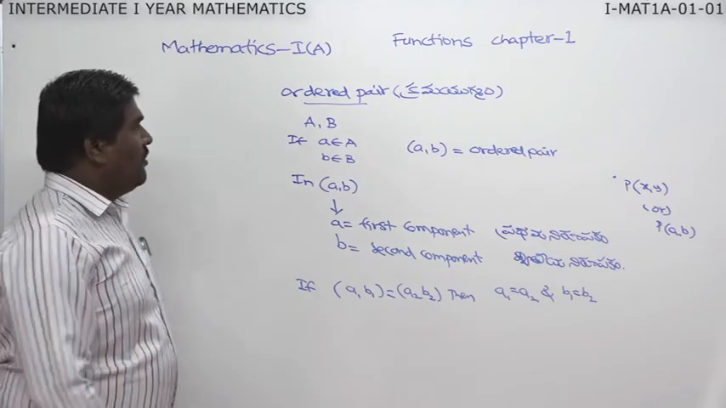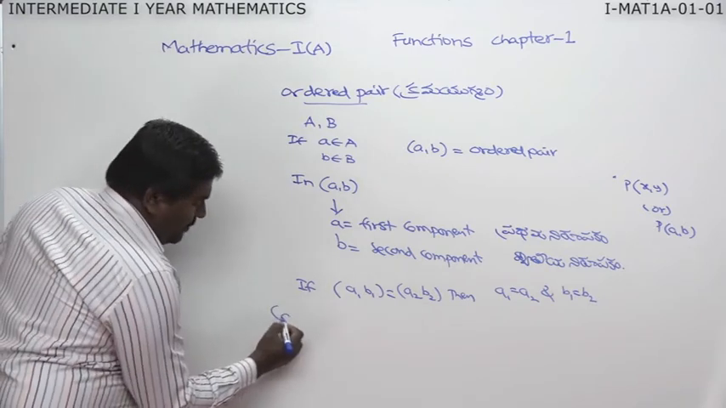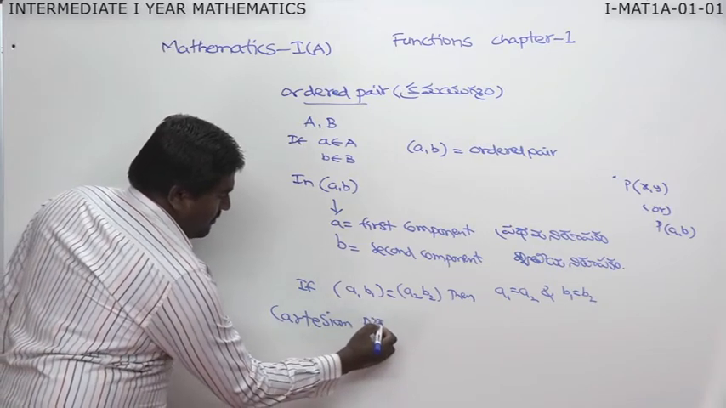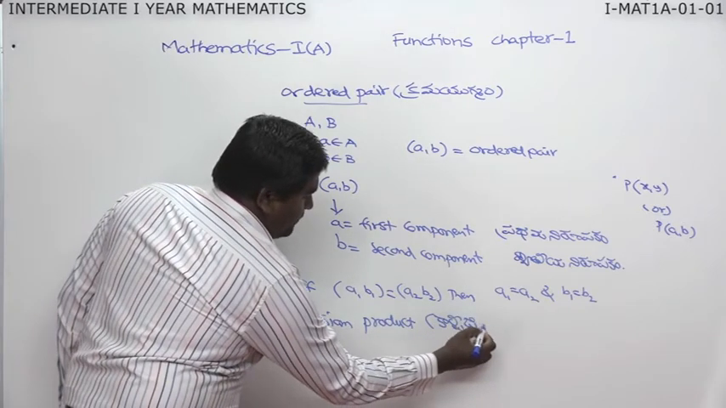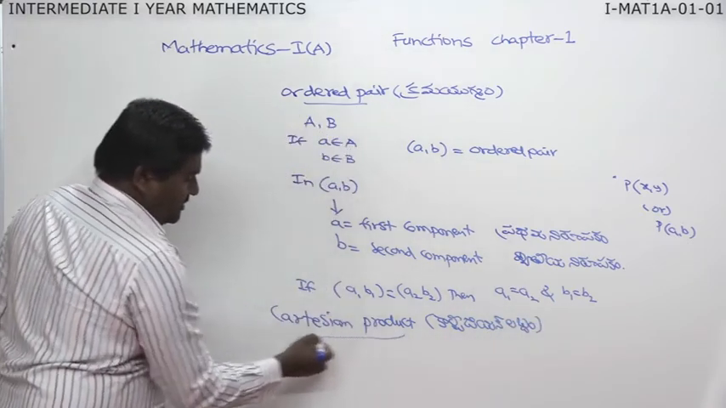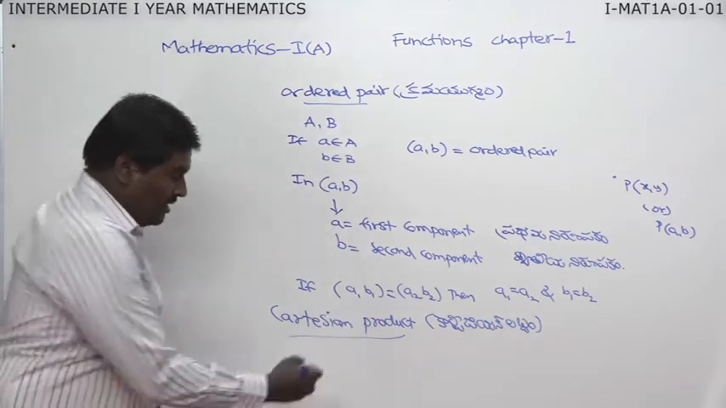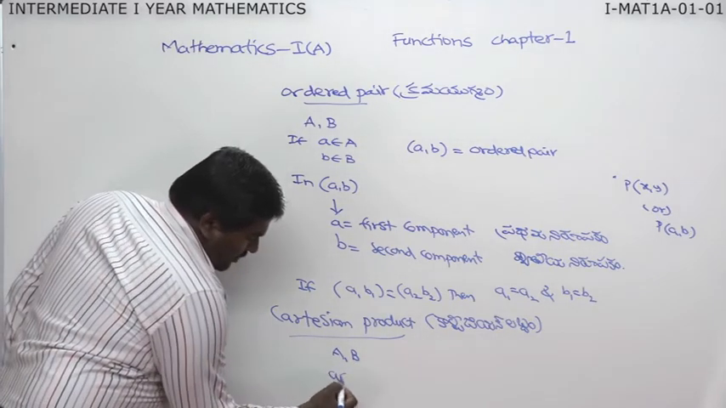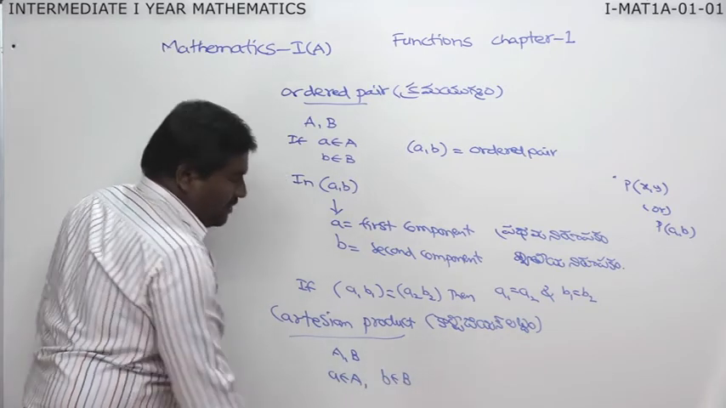Next, we have to learn another concept, that is Cartesian product. In Telugu, it is Cartesian labdamu. Now, what is Cartesian product? For this, we have to take two sets, A and B. We have A, B, any two sets. In A we have some element small a, and in B some element small b.